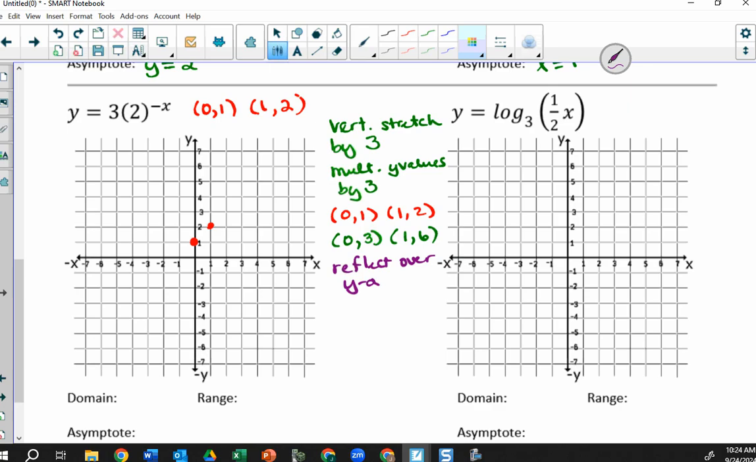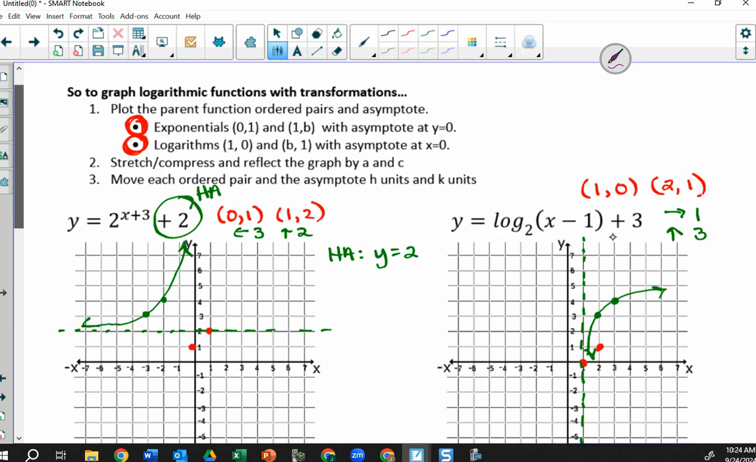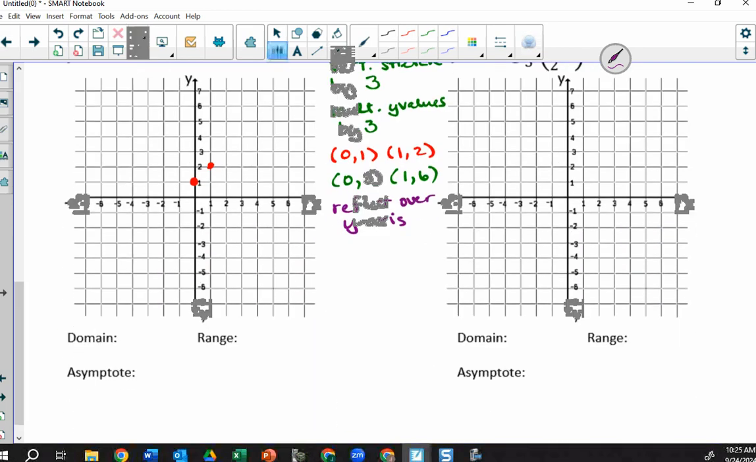So let's think about what that means for your points. Just visualize with me. If I have the point 2, 0, and I flip that over the y-axis, where does that end up? Right. So what changed sign? The x. So you need to change sign on the x.